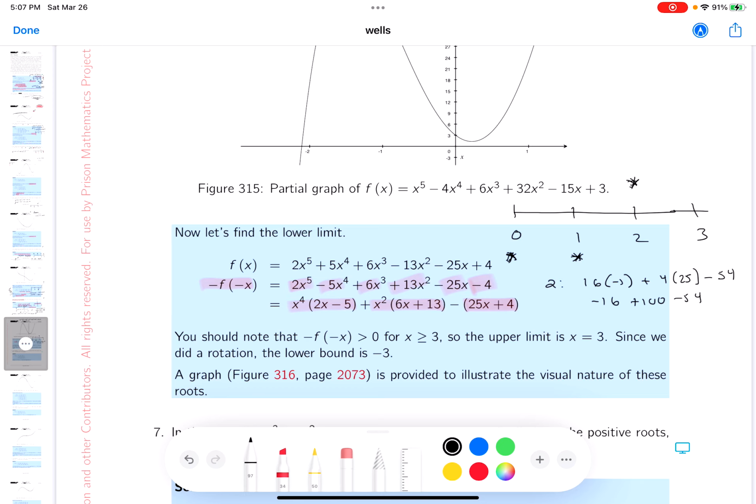Okay, let's go to 3 and see what happens. Well, you can get 81. You can get 1. Again, at some point that 4th degree is going to really take off. And then what do you get? We're doing 3, right? That would be 9. And what do you get there? Well, we're doing 3, so 18 and 13, 31. This looks very promising at this point. What do you get over there? 75, 79. Definitely positive. So I'm going to say the upper bound is 2.